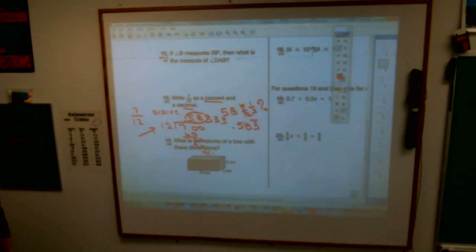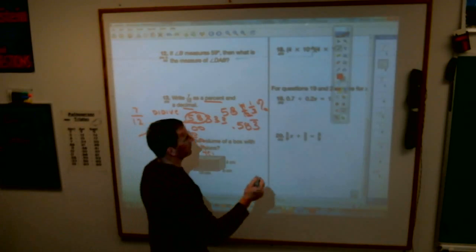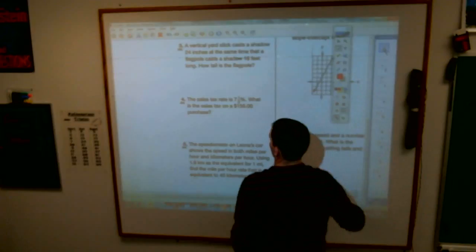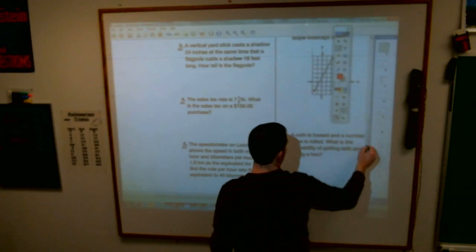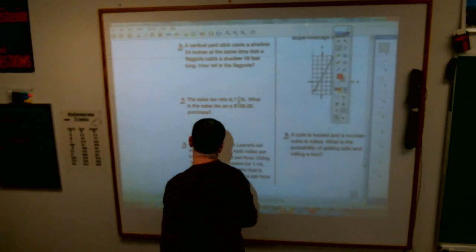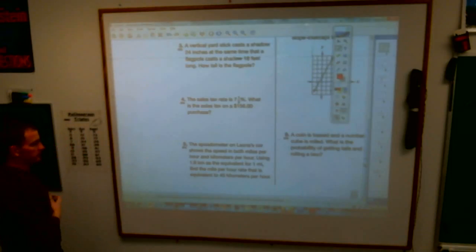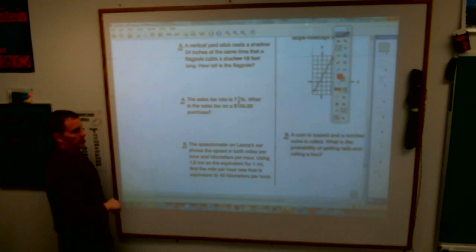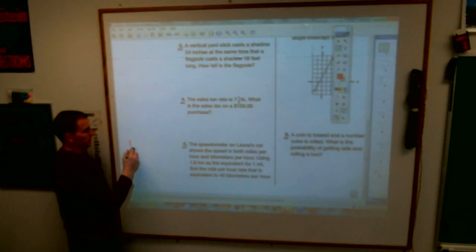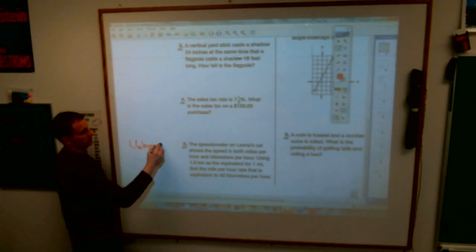Mitch? Number 5. The speedometer on the owner's car shows the speed in both miles per hour and kilometers per hour. Using 1.6 as the equivalent for 1 mile, find the miles per hour rate that is equivalent to 40 kilometers per hour. I would write down my equal ratio, fraction, conversion thing. You know that 1.6 kilometers equals 1 mile, right, Mitch?